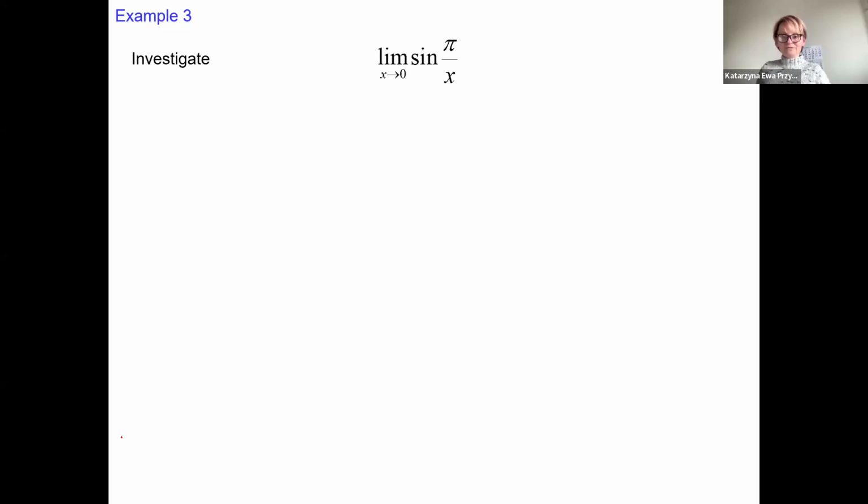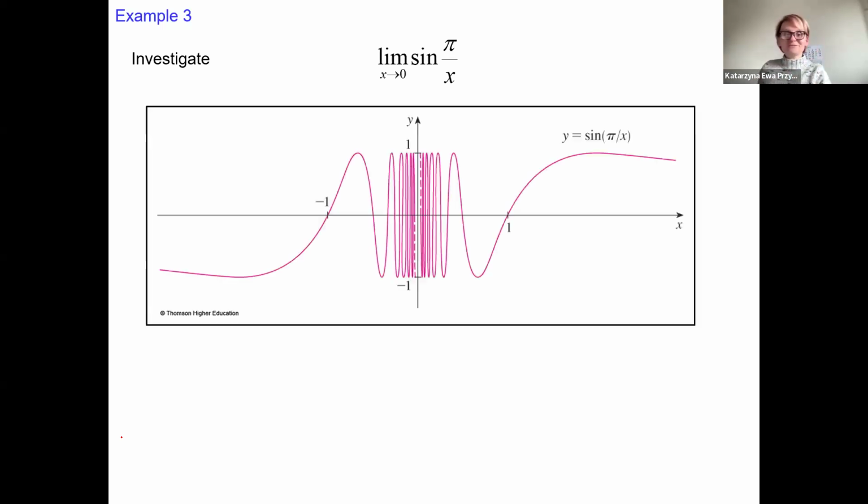I have another graph. Find the behavior or the limit of the function sine of pi over x, as x approaches 0. This is just an example, and of course we don't really know how to investigate. It would be nice if we could see the graph, and I'm providing the graph. First of all, we may notice x is in the denominator. X is never 0, so 0 doesn't belong to the domain. We're looking at how the function behaves near 0.